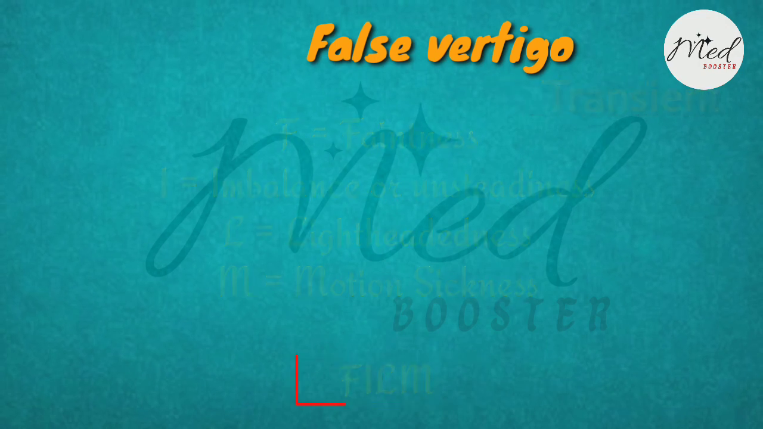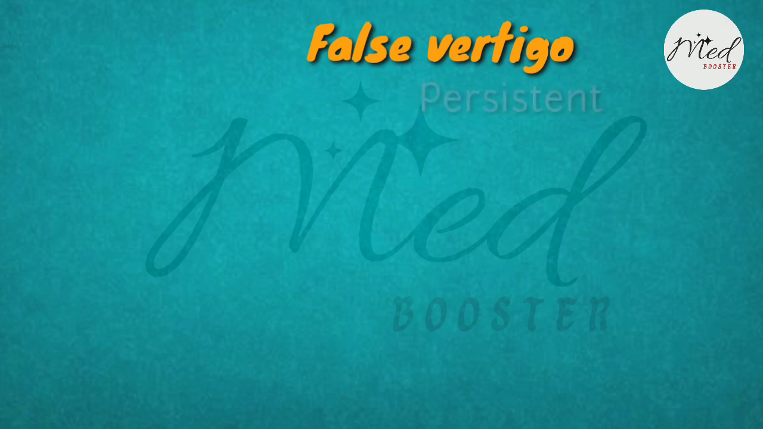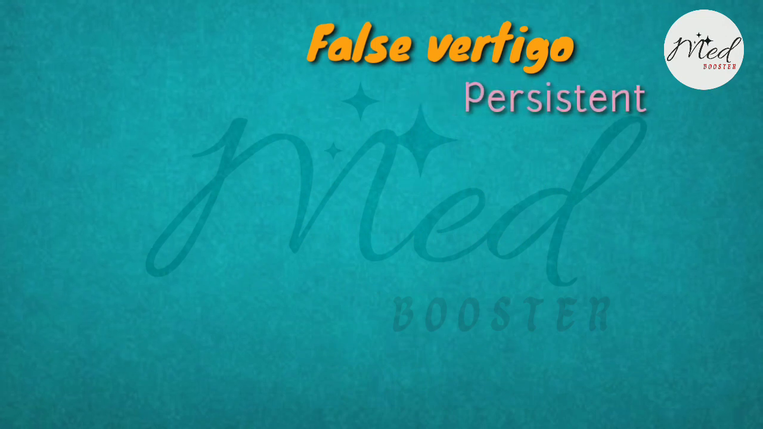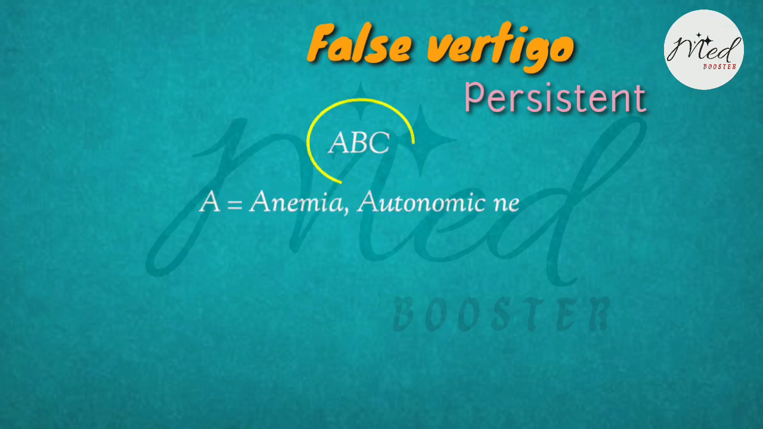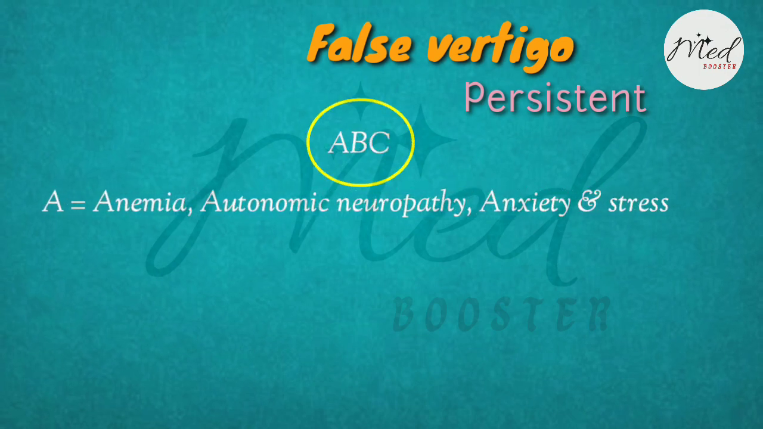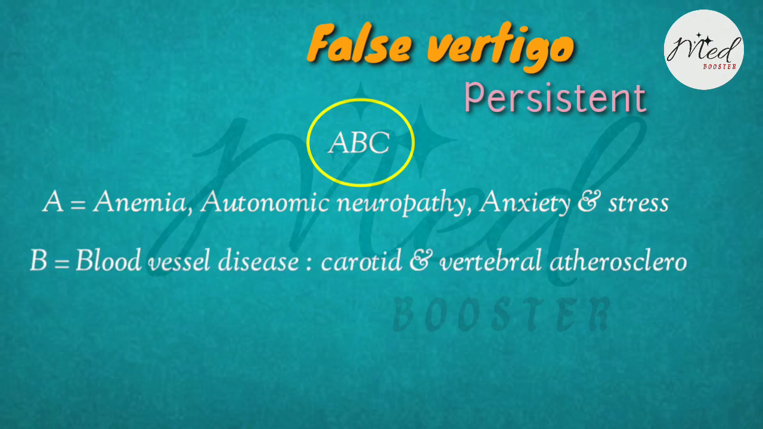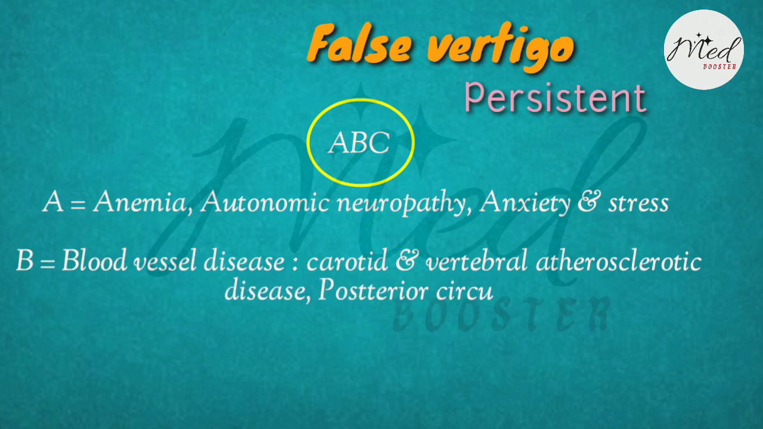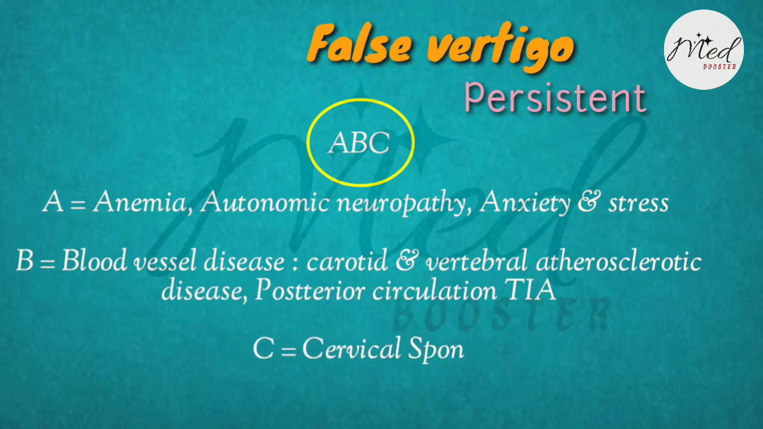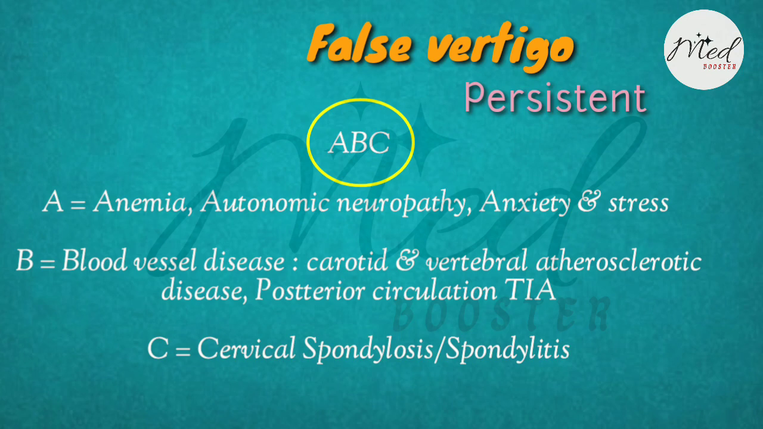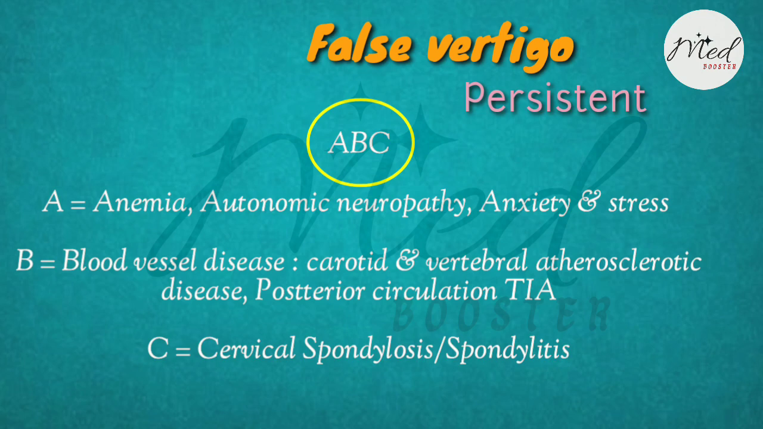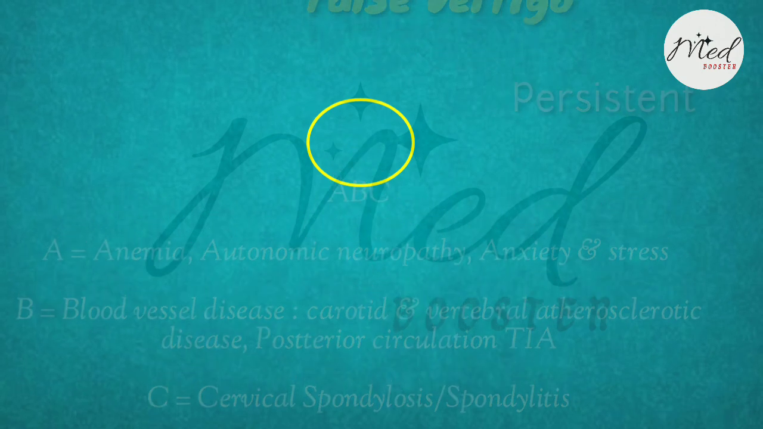On the other hand, persistent false vertigo may arise from the causes in the mnemonic A, B, C. A for anemia, autonomic neuropathy, anxiety, and stress. B for blood vessel disease, that is, carotid and vertebral atherosclerotic disease, posterior circulation TIA. C for cervical spondylosis or spondylitis.